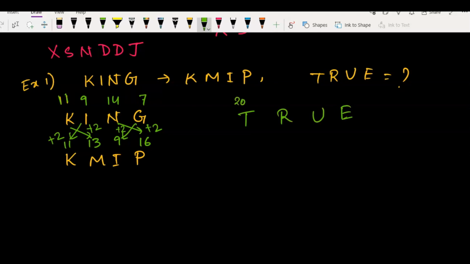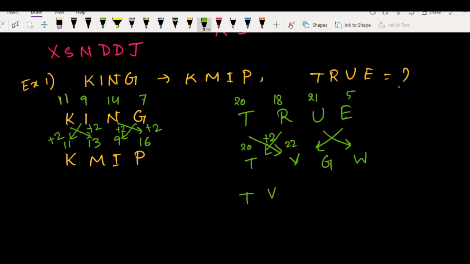Then T is 20, R is 18, U is 21, and E is 5. So T will go plus 2, means 22, that is V. Then 18 will go plus 2, means 20, that is T. U will go plus 2, 23, that means W, and E will go plus 2 means 7, that is G. So the answer is T, V, G, W.